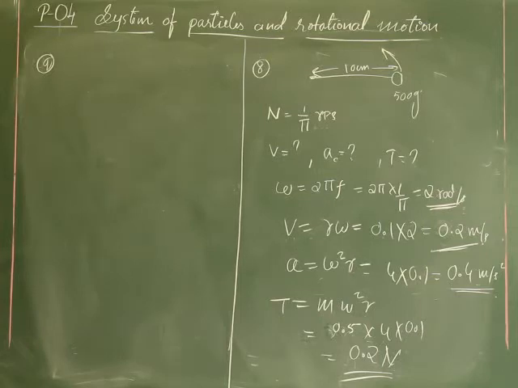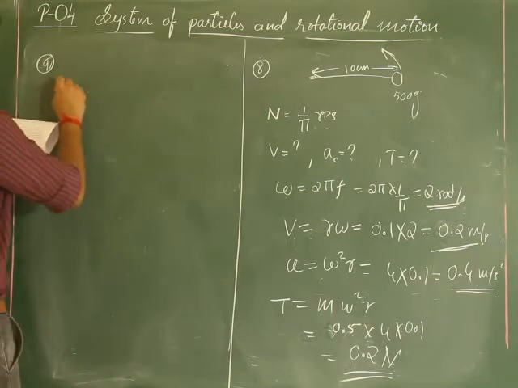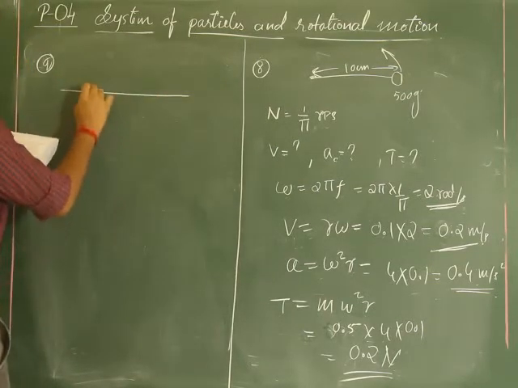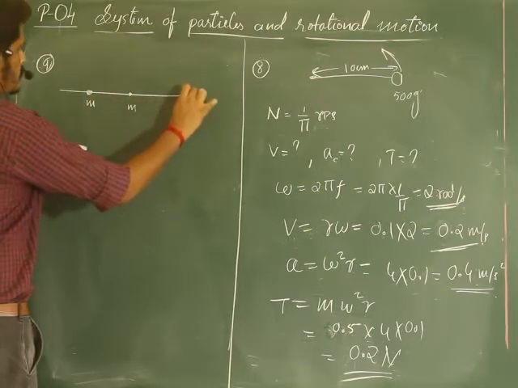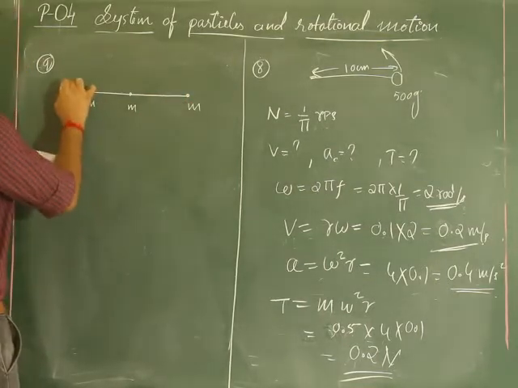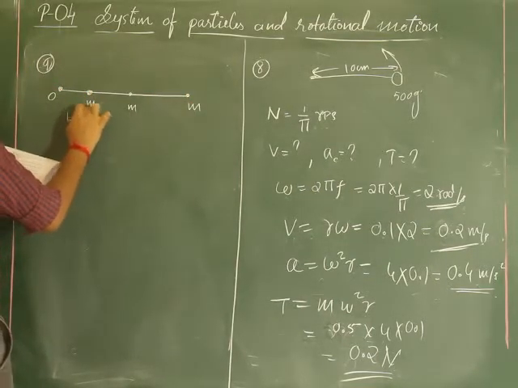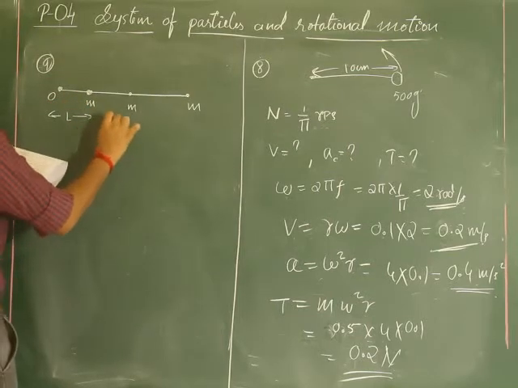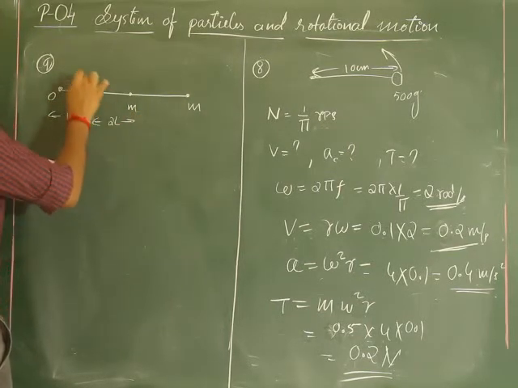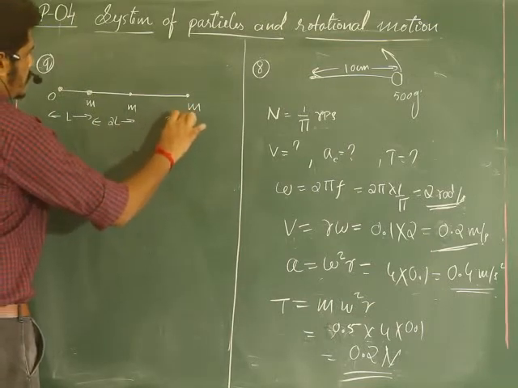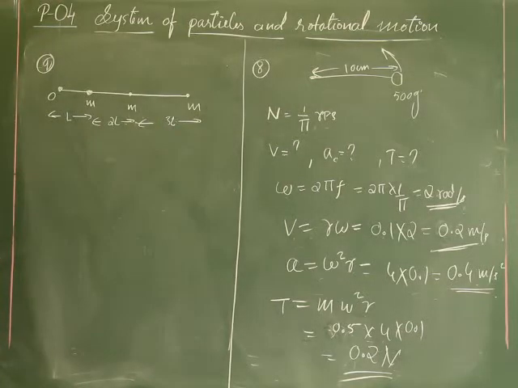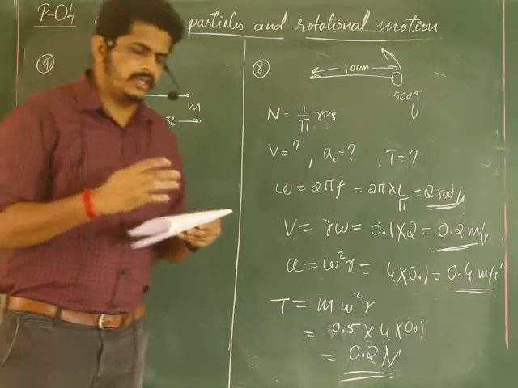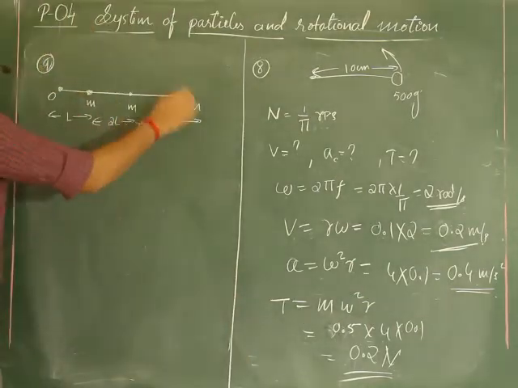Question number 9 says, 3 identical particles are joined together by a thread as shown. Let us draw the diagram like this. One mass here, one more mass somewhere here, one more mass at the end, and this is the origin. This length is L, this is 2L from the origin, this is 3L from this point. 3 identical means all have the same mass, m.